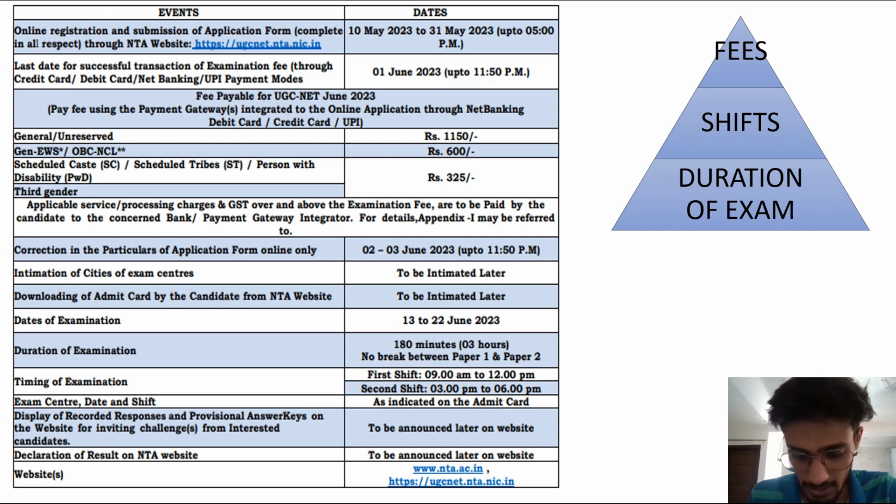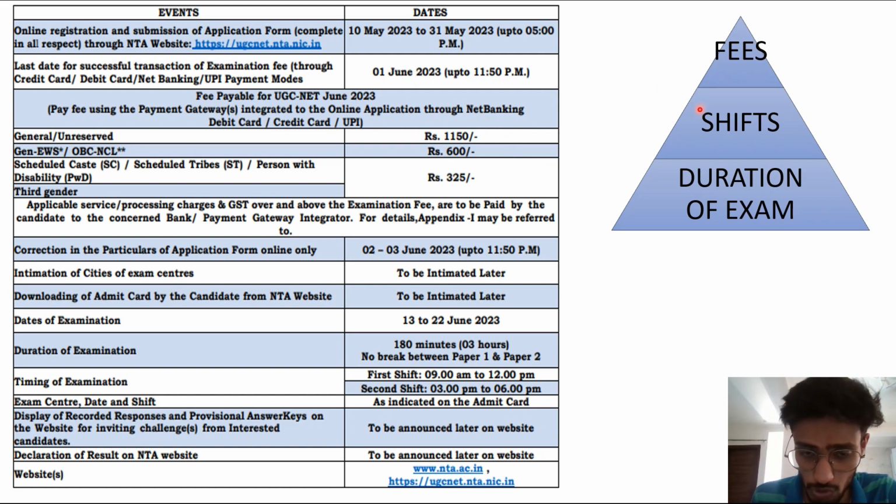So first of all, let us see what is the fee structure. For general, it is 1150 rupees you have to pay, and for general EWS and OBC non-creamy layer you have to pay 600, and for scheduled castes and STs it is 325. So the fee structure is like this. This is the fee structure of the application.